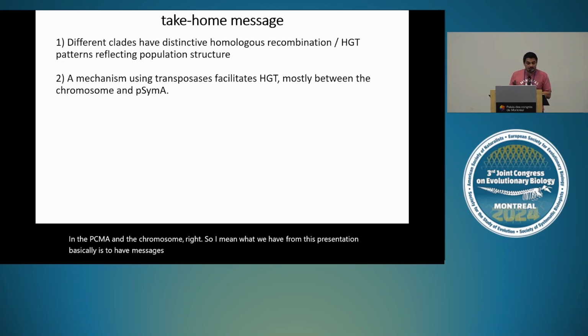First of all, different clades have very distinct patterns of homologous recombination, and this informs us that there is a population structure in Cenon malilori. And the second one is that there seems to be a mechanism based on transposases that facilitates HGT, but is mostly between PCMA and the chromosome in Cenon malilori.